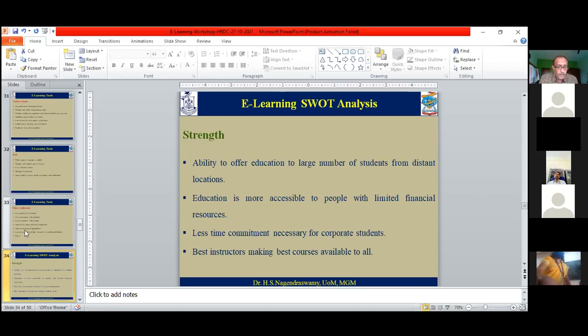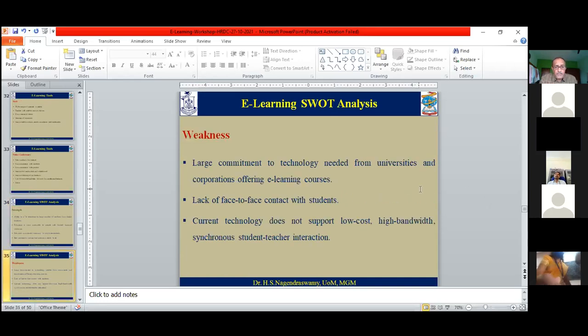So now let's see what the weaknesses are, right? When it comes to the weakness, a large commitment to technology is needed from universities and corporations offering e-learning courses. So we have to invest much in the infrastructure, and there must be a commitment to technology. If you don't provide the required infrastructure, then it cannot be successful.